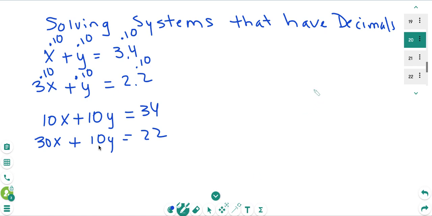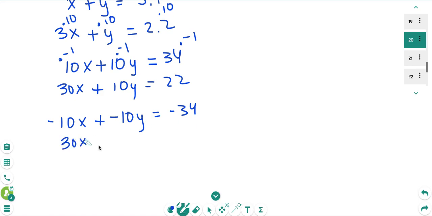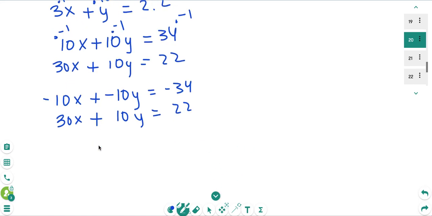So what I'm going to do is go ahead and multiply the first one by negative 1. So I'm going to have negative 10x plus negative 10y is equal to negative 34. And then 30x plus 10y is equal to 22. Now I'm going to go ahead and solve. So my y's cancel out, leaving me with 20x is equal to negative 12.